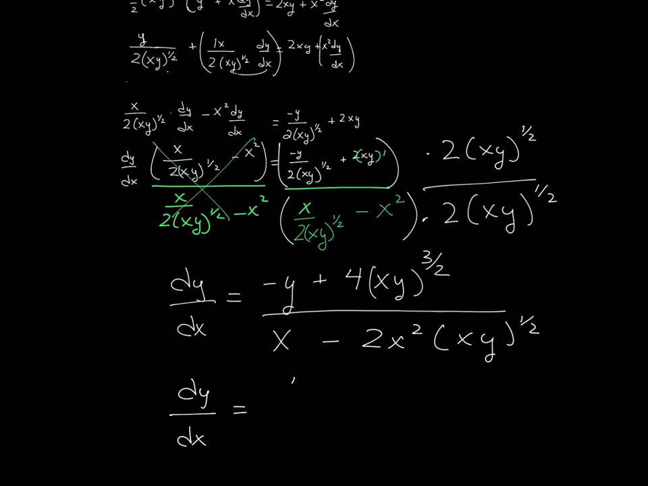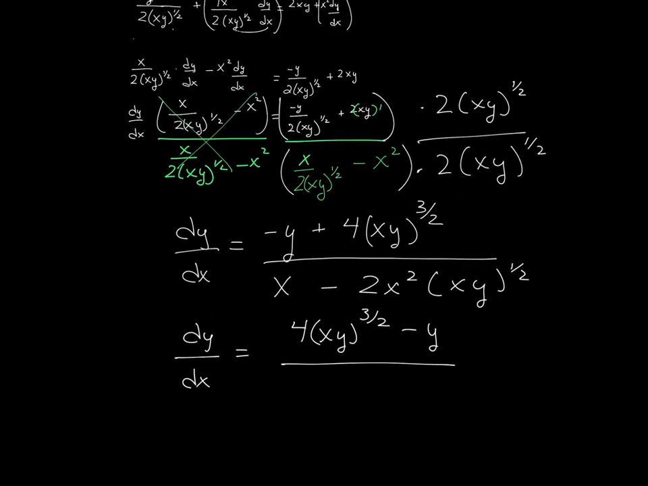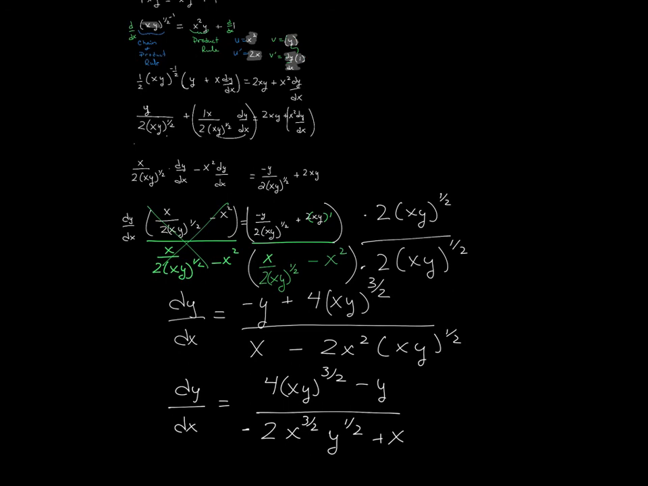So I have 4xy to the 3/2 minus y all over 2x to the 3/2 y to the 1/2, and that is negative plus x. And what I did with that, again, this x just went ahead and came down, and then this is x squared, this is x to the 1/2, 2 plus 1/2 is 3/2, and that's y. And this is definitely one of the longer questions in this section.